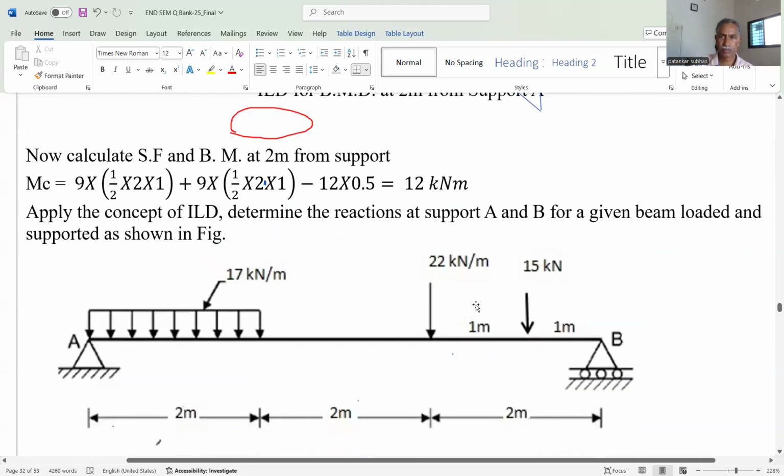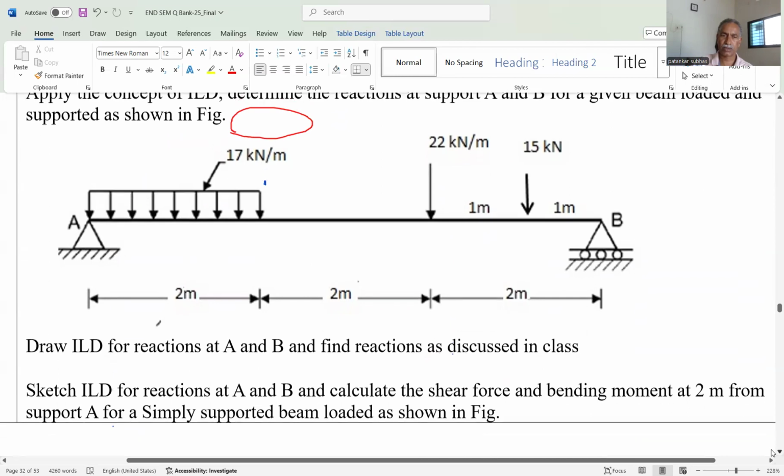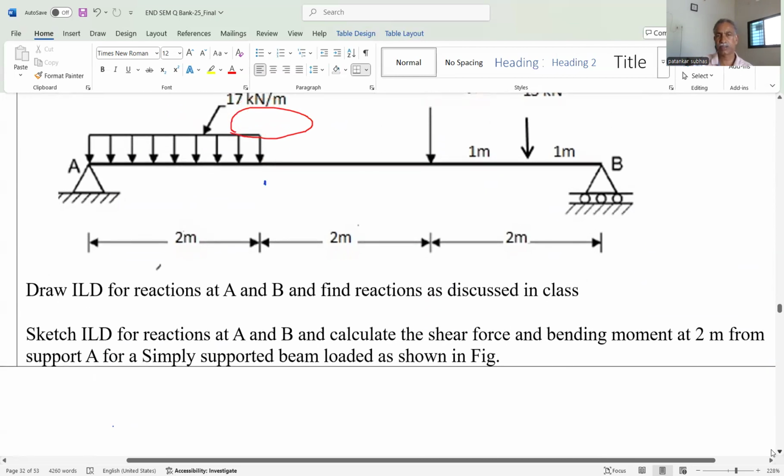Third problem is also similar. Apply the concept of ILD. Determine the reaction at support A and B for a given beam loaded and supported as shown in figure. Here we can find out the reaction at support A, reaction at support B using the concept of ILD. So first of all, we can draw the ILD for RA, ILD for RB, and then this load multiplied by area under ILD, this load multiplied by vertical intercept of ILD, and this load multiplied by vertical intercept of ILD, that gives the value of RA. And the same procedure is applied to find out the RB.